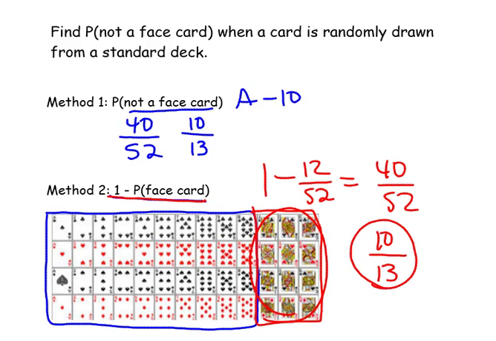For this example, it's not necessarily any easier to use method 1 or method 2. It might actually look easier here to do method 1. But I want you to keep this method in mind because sometimes it's a lot shorter to do method 2 than it is to do method 1.